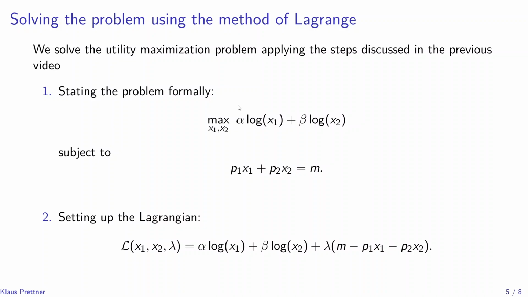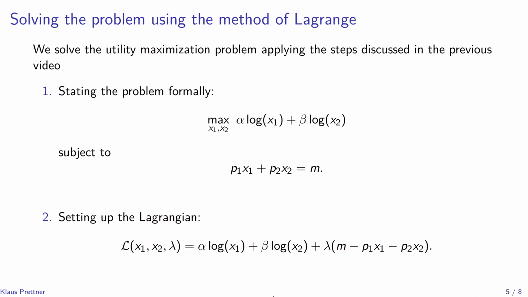Then we can state the problem formally. What we do now is to maximize alpha times the logarithm of x1 plus beta times the logarithm of x2, subject to the choice of x1 and x2. And the whole thing is subject to the budget constraint, so that we do not spend more than we have in terms of money available.